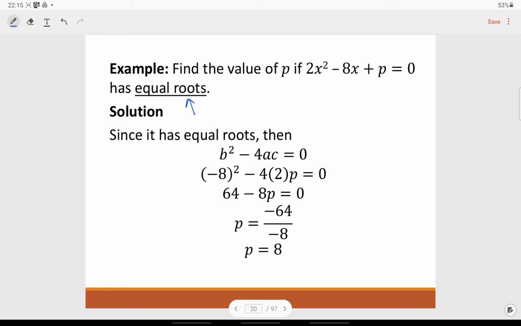So we can write that b squared minus 4ac equal to 0. So from that, we identify one by one. Okay, we have our a equal to 2, our b equal to negative 8, and our c is equal to p. We insert into the discriminant, we come out with this equation. Okay, so clearly the only unknown value is p, so we can solve this equation for p and come out with this value.